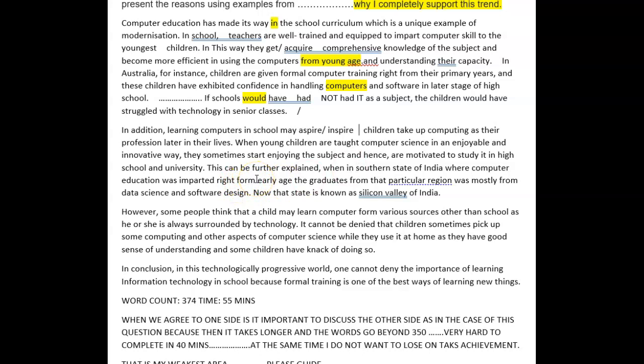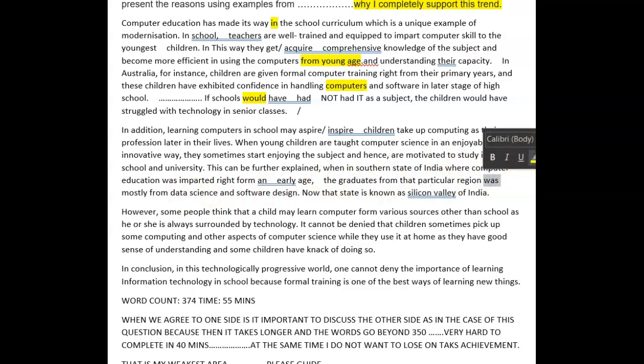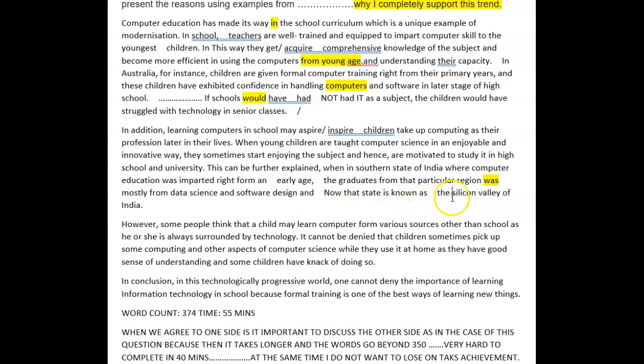an early age, comma. Watch out on the punctuation, it is really important. Graduates from that particular region were, plural verb, mostly from, okay, and now that state is known as the Silicon Valley. How funny, I didn't know that. And I would definitely go Silicon Valley, capital letters, of India.